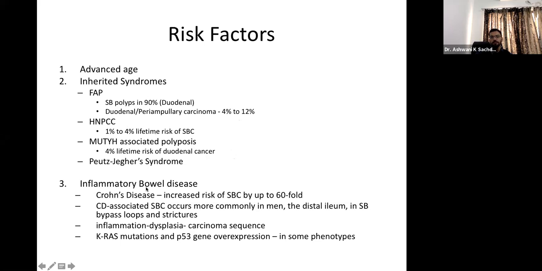Other risk factors are inflammatory bowel disease. Crohn disease is associated with an increased risk of developing small bowel cancer. They are more common in men and in the distal ileum, and present at sites of loops and strictures. In this, a peculiar inflammation-dysplasia-carcinoma sequence is seen, in contrast to the dysplasia-adenoma-carcinoma sequence. KRAS and P53 gene mutation and overexpression is seen in some of the patients who develop Crohn's disease related small bowel cancer.